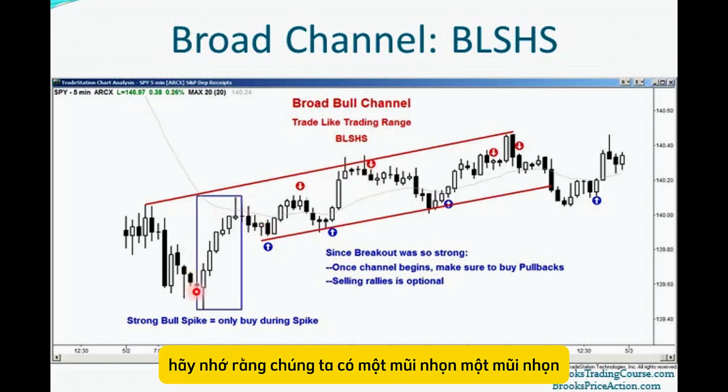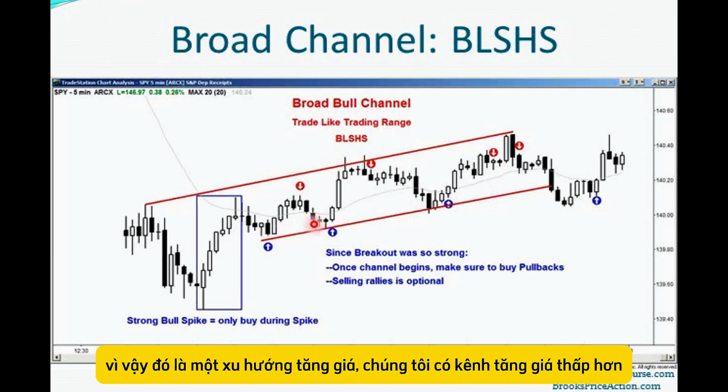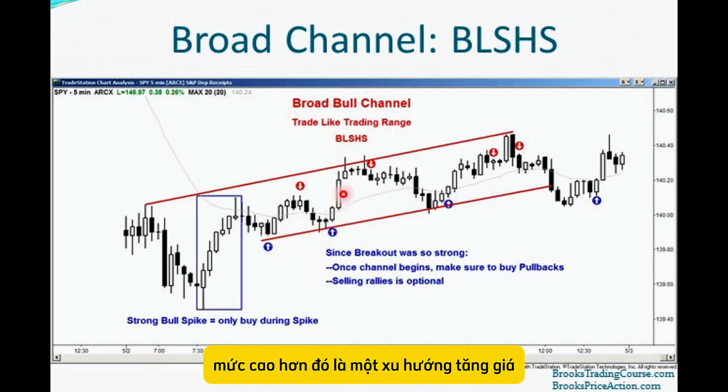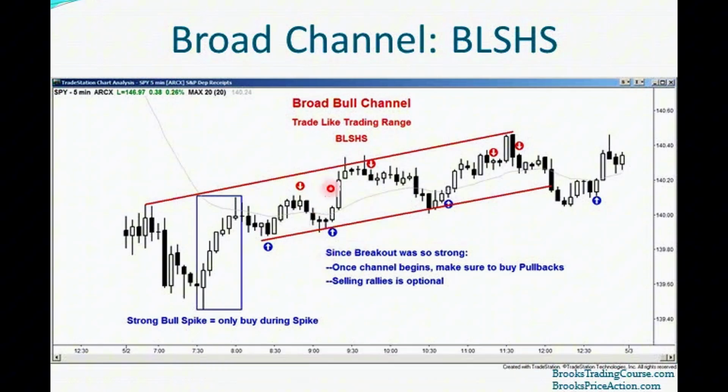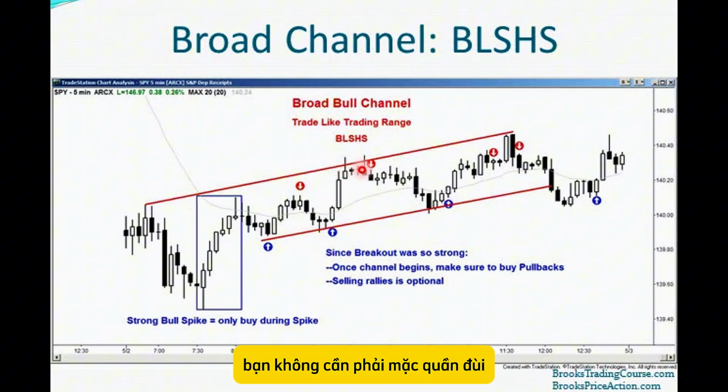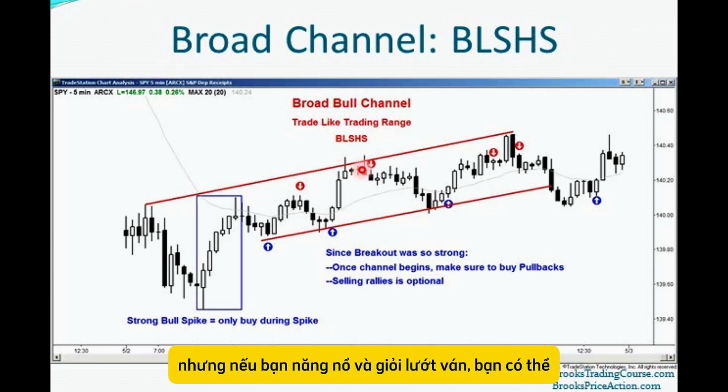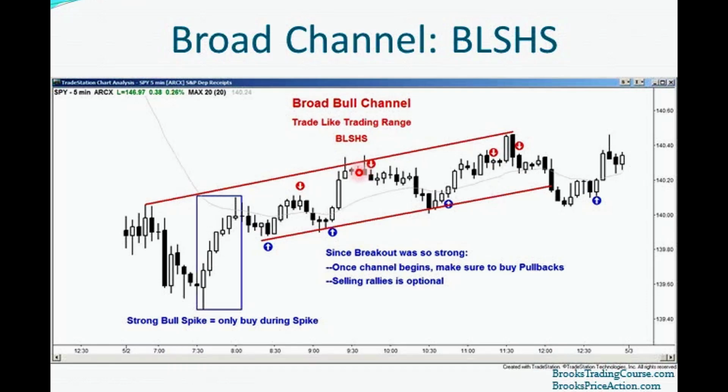Remember, we have a spike, a bull spike, so it's a bull trend. We have a bull channel, higher lows, higher highs, it's a bull trend. So you want to make sure to take the longs. You don't have to take the shorts, but if you're aggressive and good at scalping, you can.